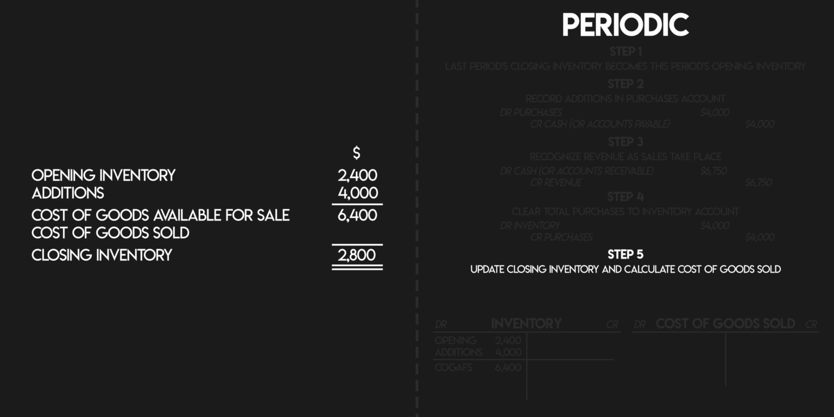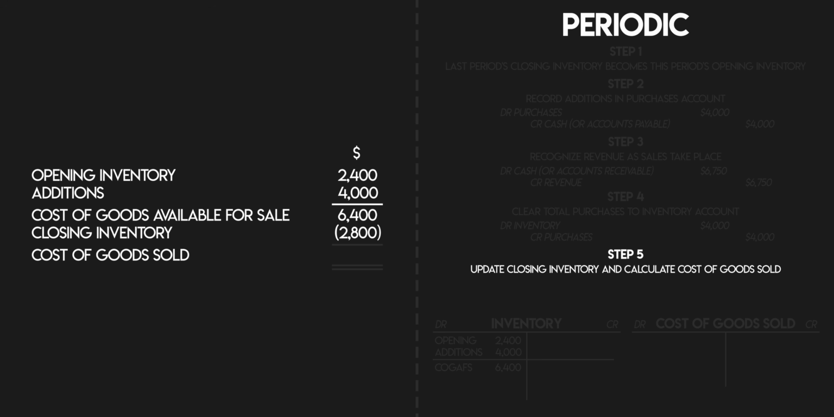But there's one final piece to this puzzle. You still need to find out your cost of goods sold, and you can do that by rearranging this calculation. Your cost of goods available for sale less your closing inventory gives you your cost of goods sold.